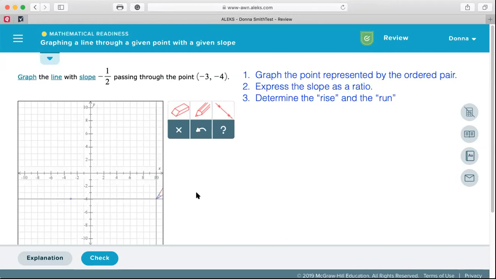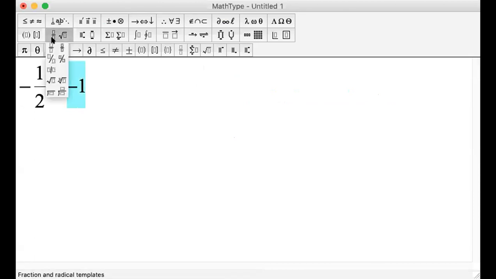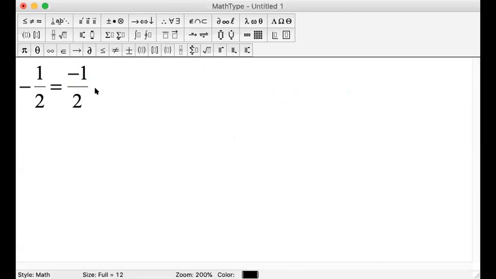Step 2 is to express the slope as a ratio, and our slope was given by -1/2. I'm going to go out to MathType to show the different ways that we can rewrite the slope of -1/2. -1/2 can be written as -1 divided by 2. It can also be represented as 1 divided by -2.